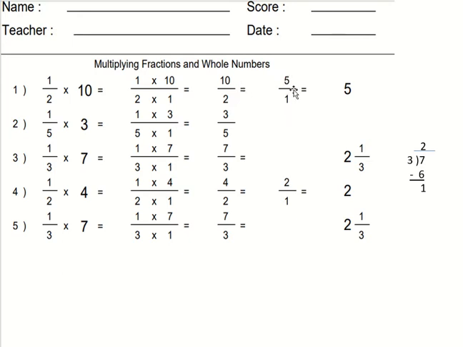And anytime you get a whole number over a 1, it is simply that whole number, because remember, this was a number 10, and to make it a fraction, we just put a 1 over it. So anytime you get an answer that comes out this way, don't leave it as a fraction like 5 over 1. You always just put the whole number there. In this case, it's going to be 5 because the 5 is over the 1.